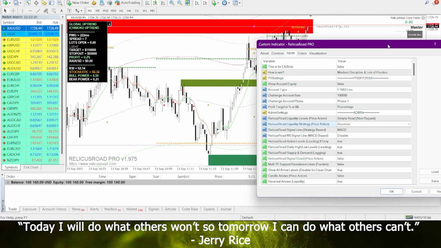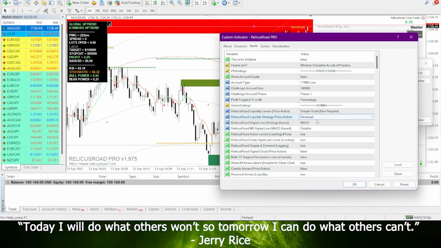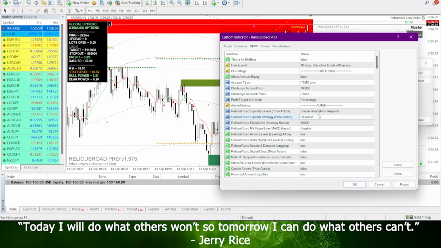So this is the road here. These are the lines of the road. You can choose the strategy, breakout or reversal. So right now we're at reversal. We can turn to breakout. Now we have the signal line. This is the signal line here.